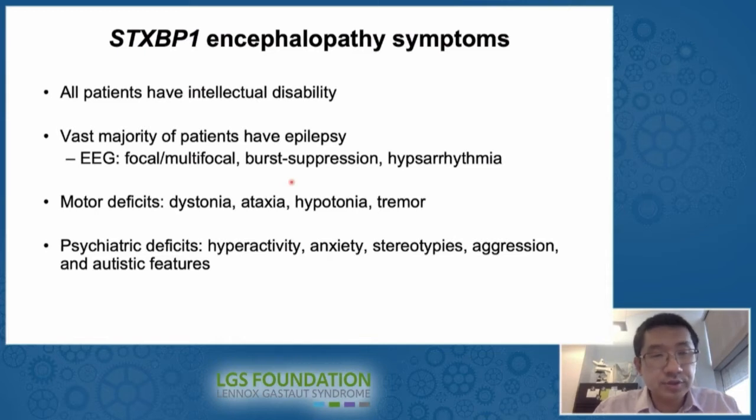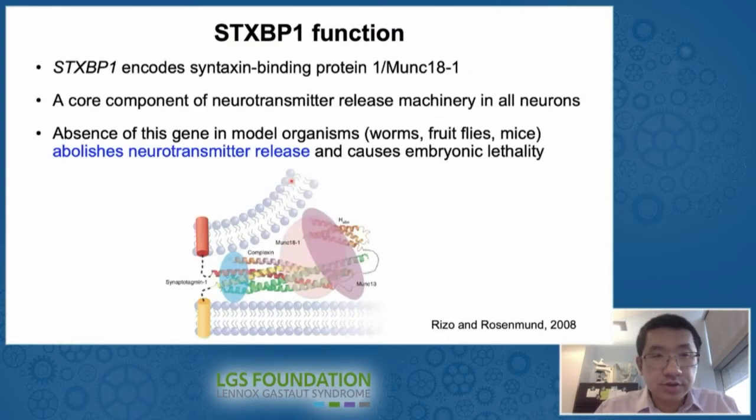So what is this particular gene, STX-BP1? STX-BP1 encodes syntaxin binding protein 1, or commonly known as MUNC18-1. It is one of the core components of the transmitter release machinery. The absence of this gene in many model organisms, including worms, flies, and mice, actually abolishes neurotransmitter release and causes embryonic lethality. Whereas in human patients, remember, it is the heterozygous mutation that actually causes the disease.